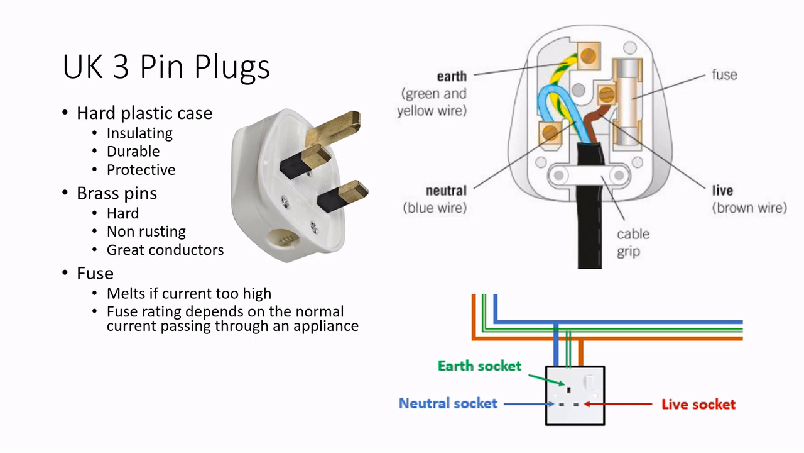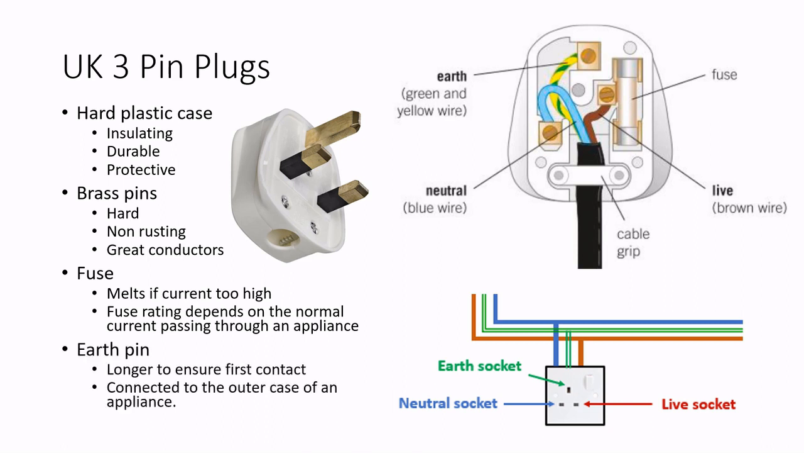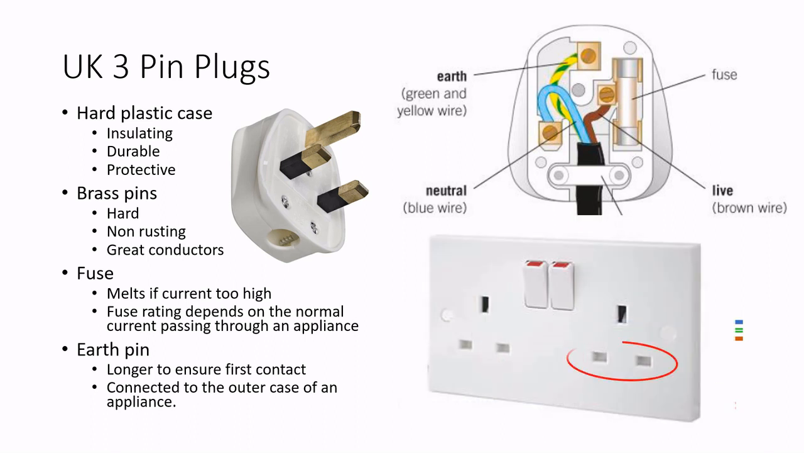The earth pin is the longest of the 3 pins. This is so that it's the first pin to make contact, ensuring the device is earthed before the live pin is connected. If you look closely at the wall outlets, they have protective covers over the live and neutral sockets, which only open once the earth pin is pushed in. This prevents people from inserting objects into the sockets and receiving an electrical shock.